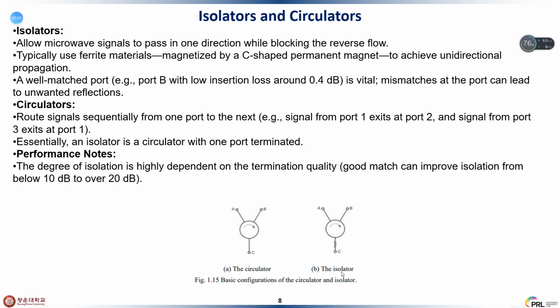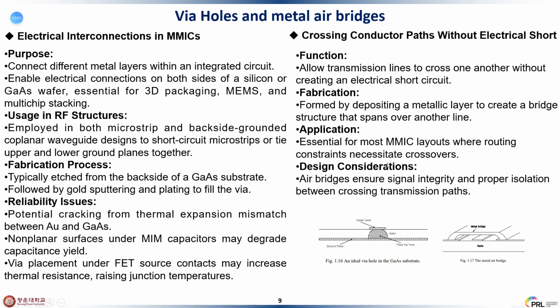These are example diagrams for the circulator and the isolator. The next part is via holes and the metal air bridge. Via holes are vertical electrical connections between different layers or sides of a chip. In the MMIC, they are etched through the GaAs substrate and filled with gold, and they are crucial in microstrip and coplanar waveguide structures to ground layers or provide signal paths. However, reliability concerns such as thermal stress and degraded yield must be managed carefully.